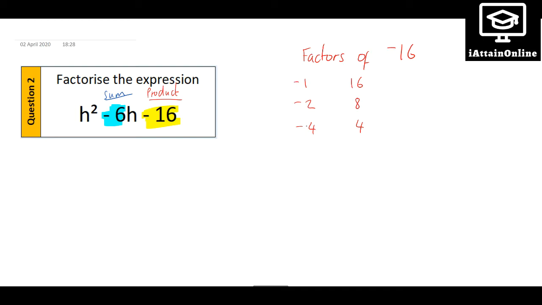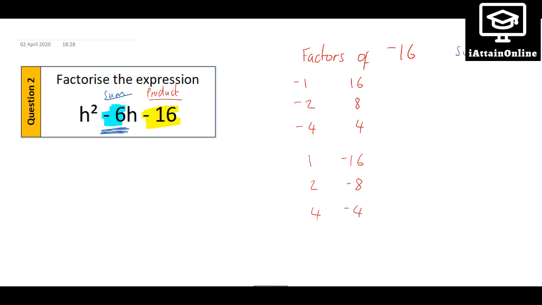However, the negative could also go in front of the other number. So I'm just going to write out the pairs of numbers again, and the negative could also be in front of these ones here. So those are all my pairs of numbers that would multiply together to give me a product of negative 16. I now want to find the pair that have a sum of negative 6.